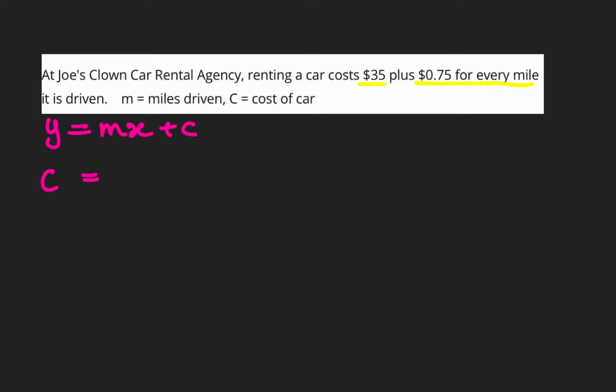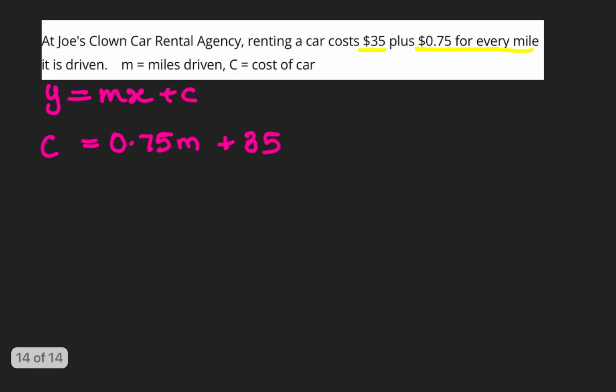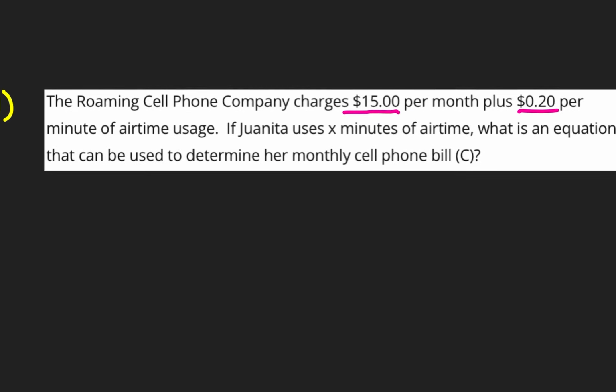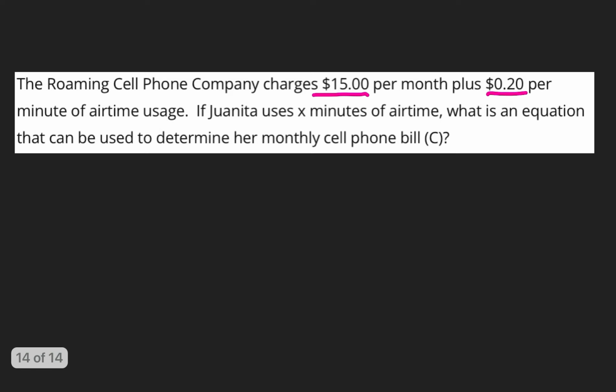so that's the cost of the car, is equal to, so the rate is 0.75 for every mile. So that's 0.75 x, or 0.75, sorry, m for this case, plus 35. And that would be your equation formed as per given. So C is equal to 0.75m plus 35, as simple as it is. And then lastly, let's attempt our last word problem here.